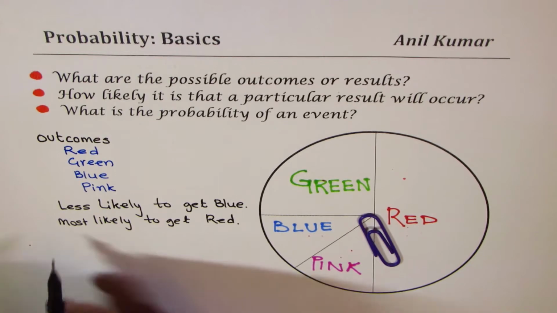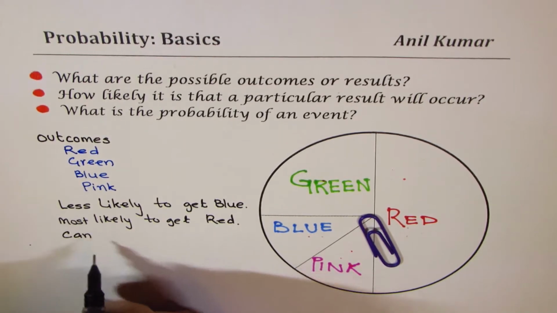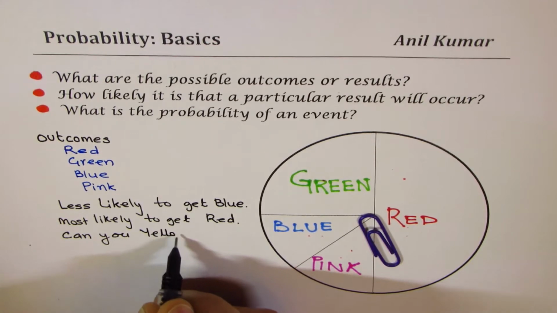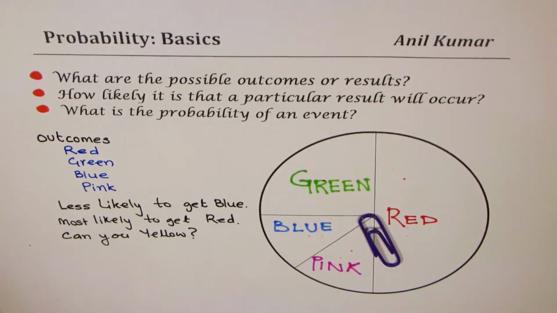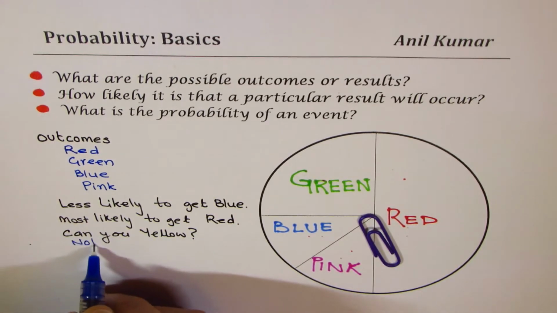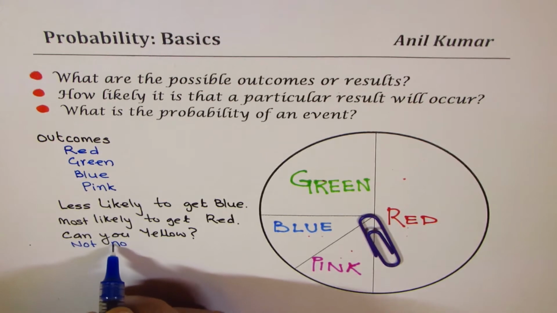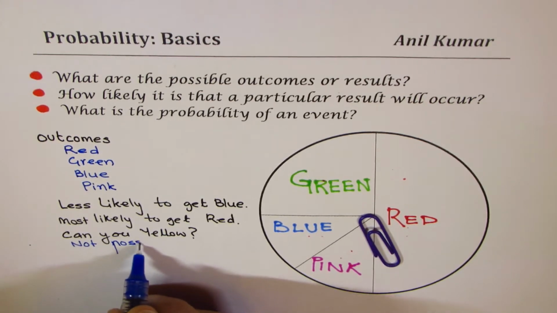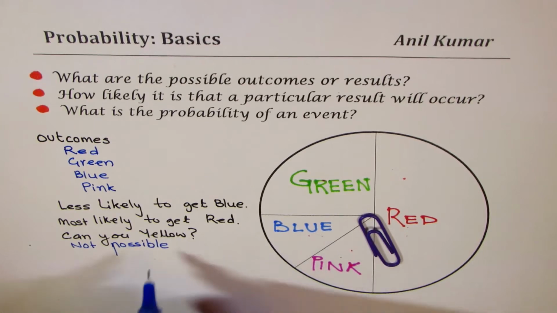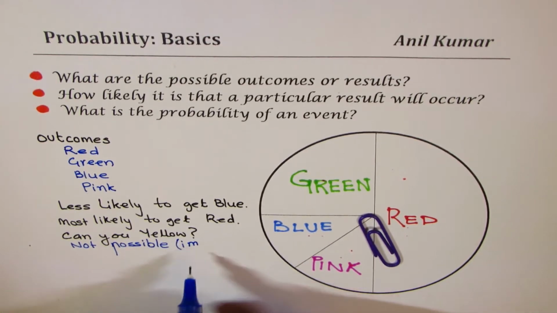Now the question is, can you get yellow? Well, clearly the answer is impossible, right? So it is not possible. Is that okay? So the event of getting yellow is impossible. So we could say impossible, correct?